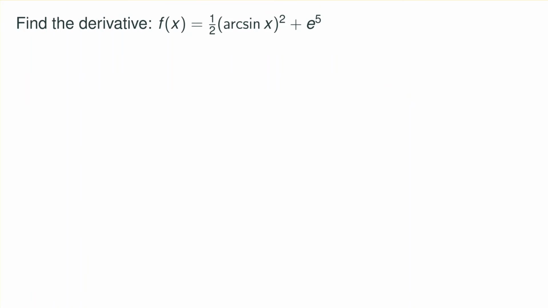Find the derivative of 1 over 2 times arc sine of x, entire thing raised to the second power, plus e to the 5. So here, derivative of e to the 5 is just 0 because it's constant. So the only thing we really have to worry about is right here. So when we take the derivative, here we have to apply chain rule. The outside function is this right here. The inside function is arc sine x. So first we apply chain rule.